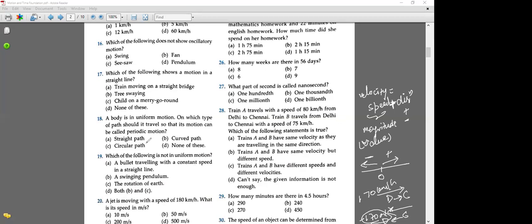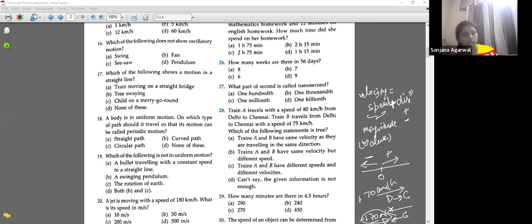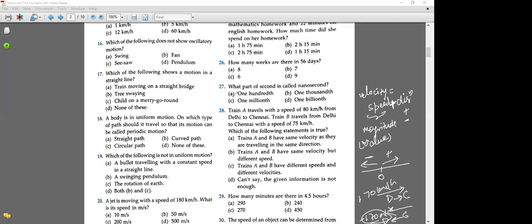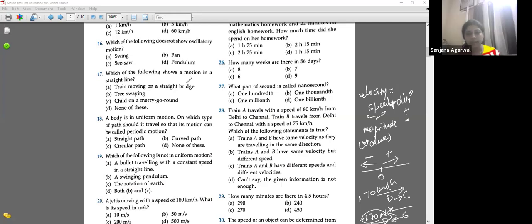Yes, ma'am. You can simply write speed with direction is termed as velocity. Ma'am, the formula for velocity is displacement by time. Yes. Okay, ma'am. Okay, the rest I'll give you for homework.